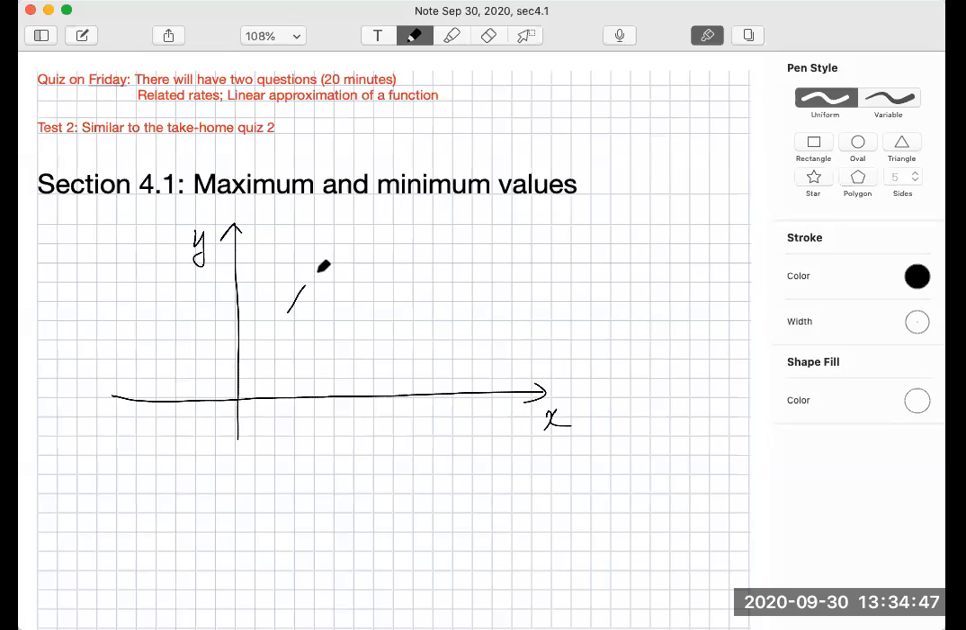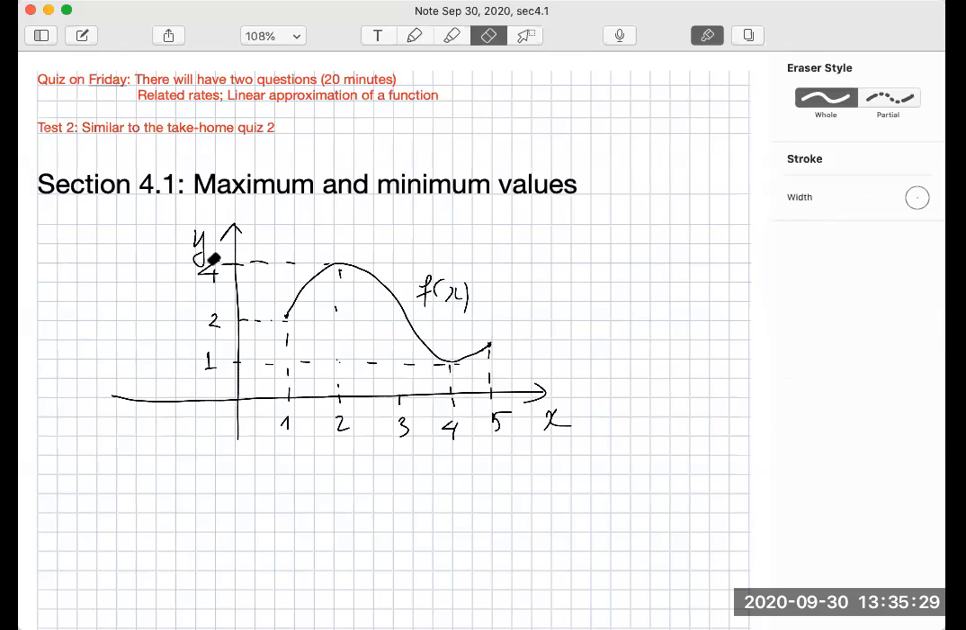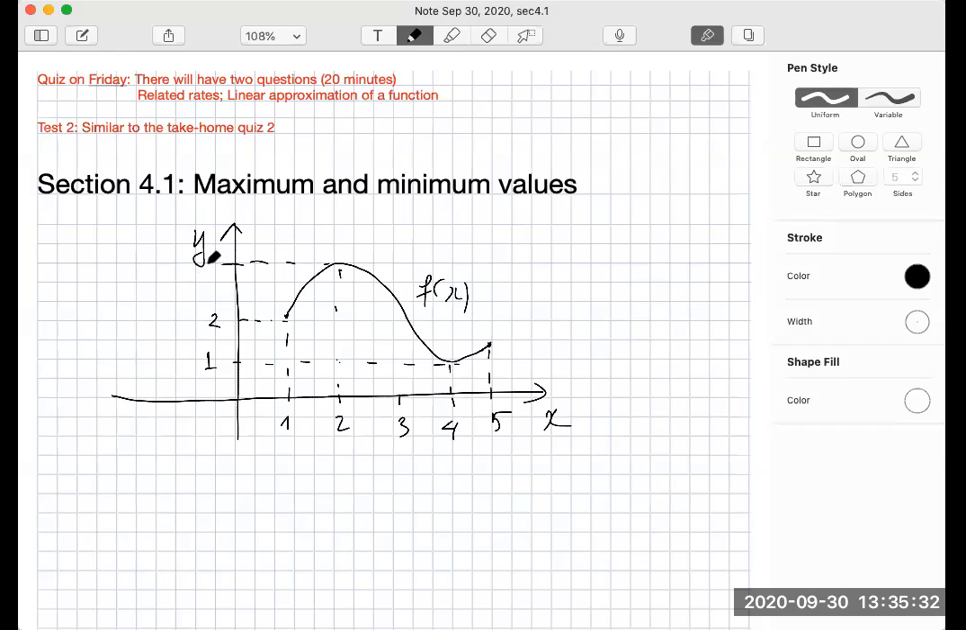So suppose we are given a function f, which is defined on this interval from 1 to 5, and here it is 2, it is 1. Okay. This is 4. This is 3. And so this function is defined on the domain from 1 to 5.